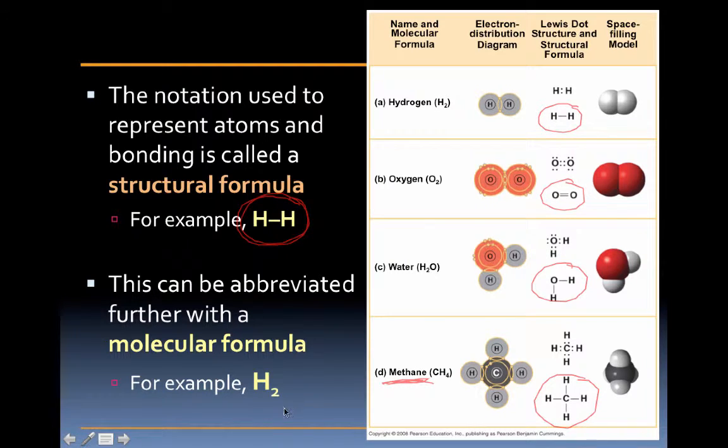The molecular formula is more of a shorthand formula. You don't see where the bonds occur, you just see how many atoms are in a single molecule. So there are 2 hydrogen atoms in hydrogen gas, as shown in this molecular formula. If there is only one of an atom, such as in the case of water, we don't put a 1 subscript, it is simply inferred. It's only if there are 2 or more atoms in the molecule that you see that numerical subscript in the molecular formula.